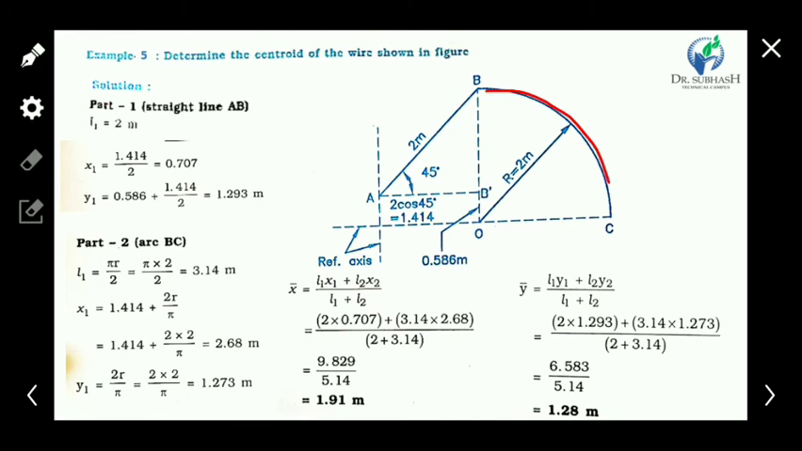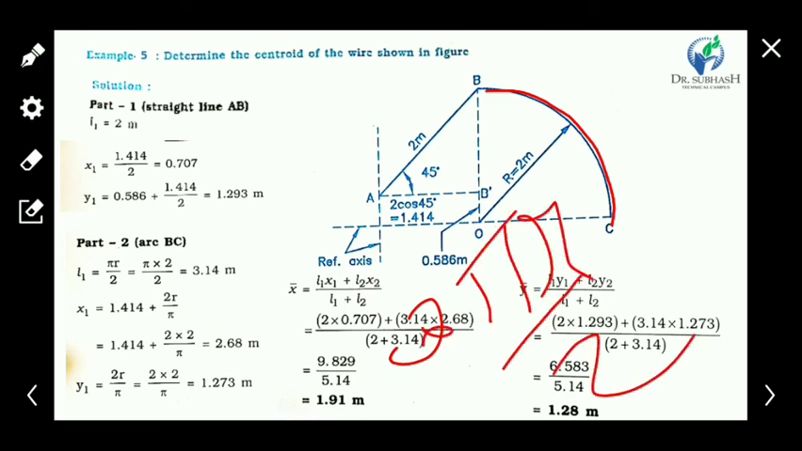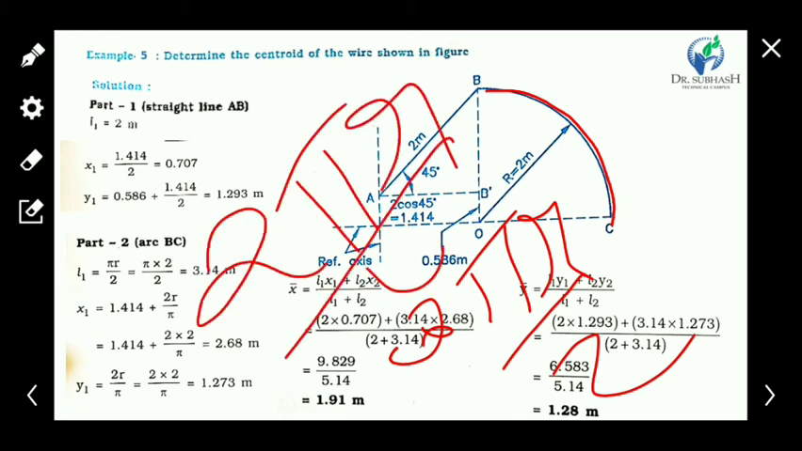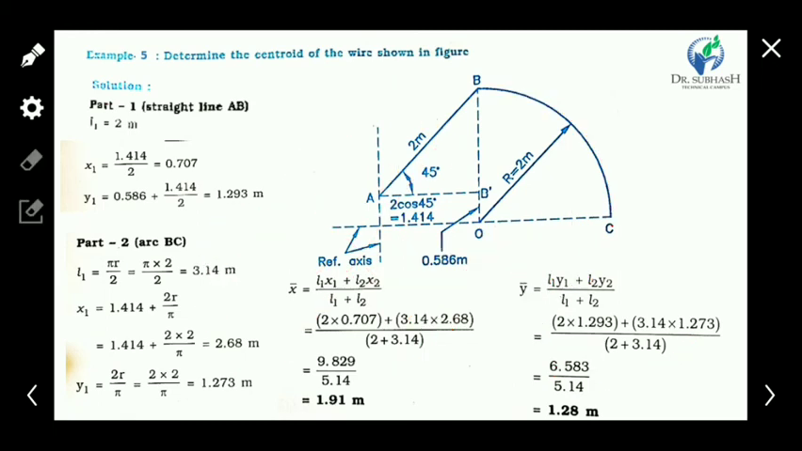The length of this quarter wire is pi r by 2, or we can say 2 pi r by 4. So 2 cancels and it is pi r by 2. The length of this quarter wire is pi r by 2. So r is given as 2 meter, so the length of this quarter wire is 3.14 meter.